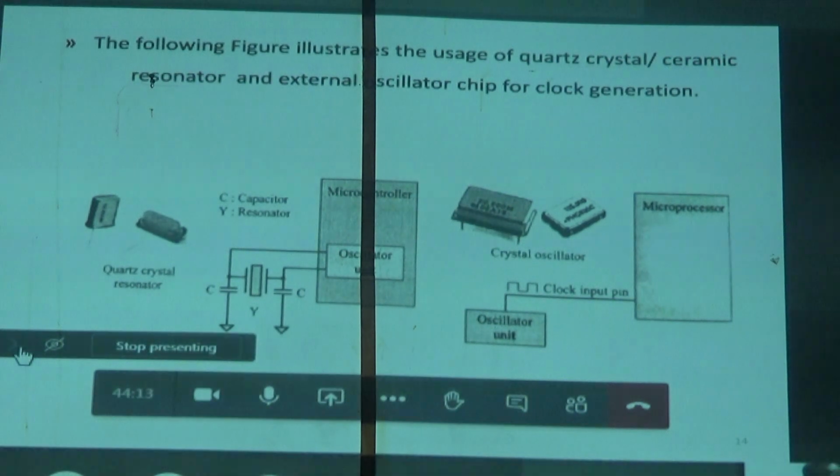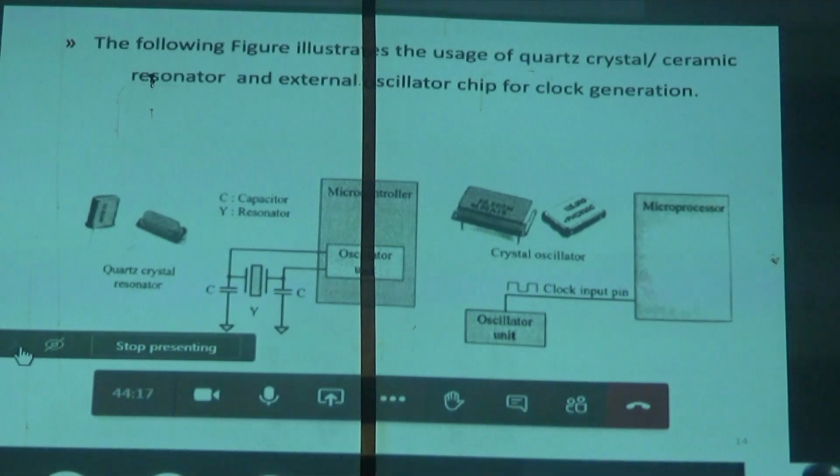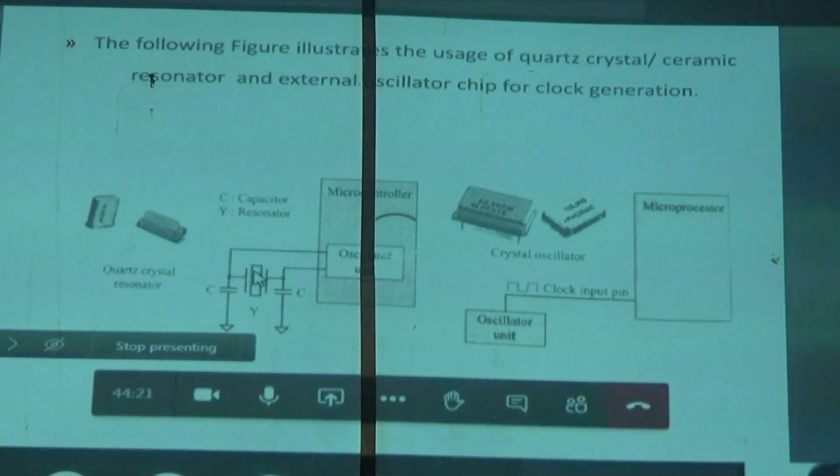Then this is the circuit that is going to be represented. This is how the clock signal is going to generate the clocking signals. As I told you, the oscillator is this Y, called a quartz crystal resonator. So this crystal resonator, what does it do? It is going to give the signals in the form of oscillation.